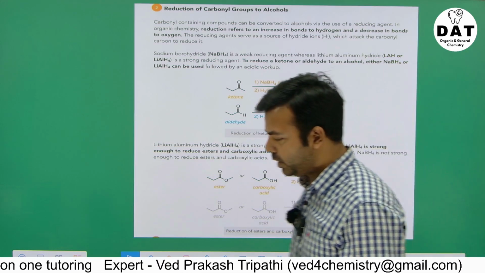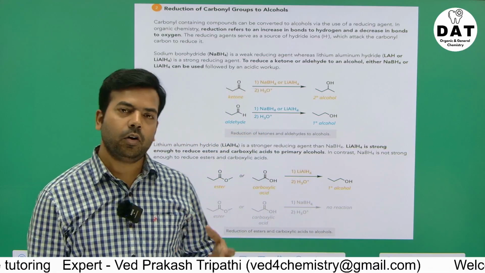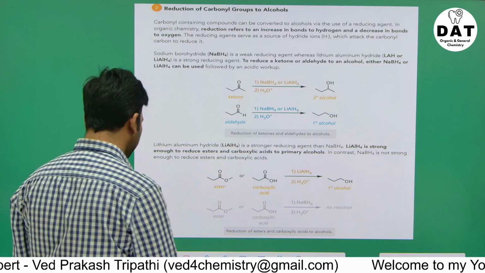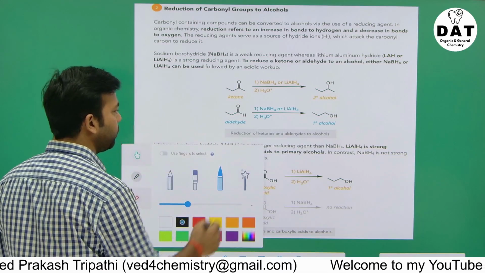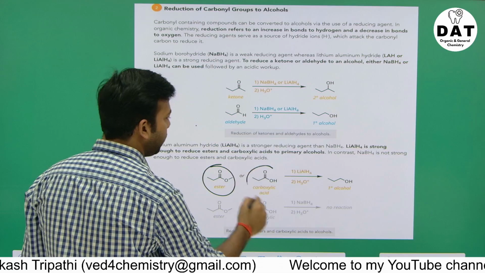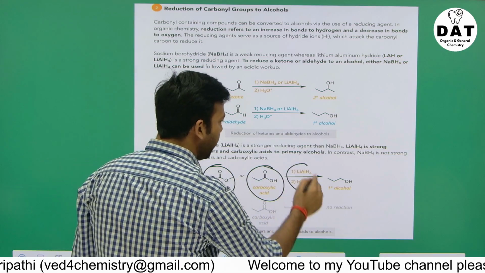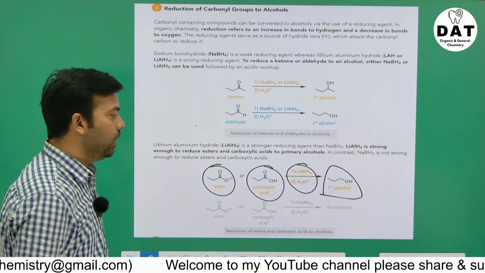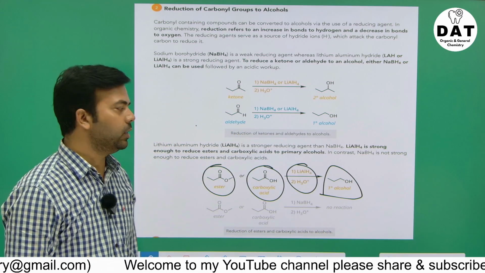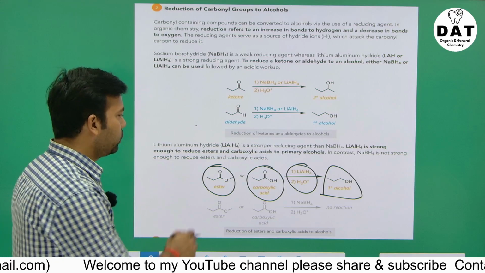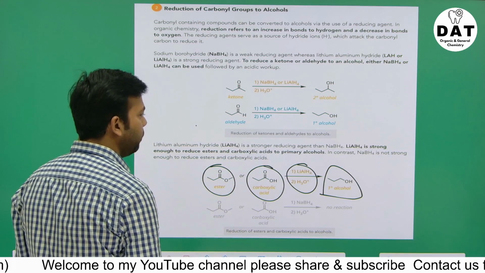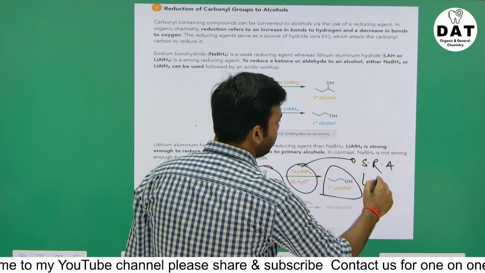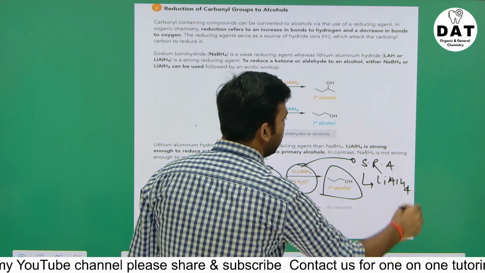Look at here. If you have acid and ester and you want to reduce them, you have to use only LiAlH4. Do not use NaBH4. Look at here. If you have ester and carboxylic acid, always use LiAlH4. It can reduce them into primary alcohol. Clear? And if you use NaBH4 for them, then there is not going to be any reaction. So for ester and carboxylic acid, we always have to use a strong reducing agent, which is LiAlH4. Clear?